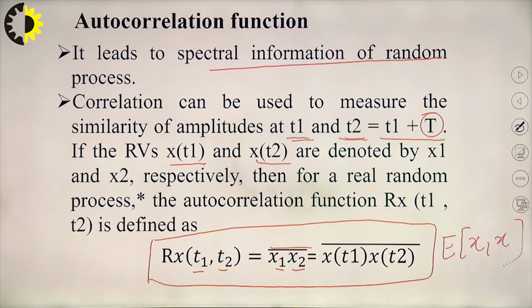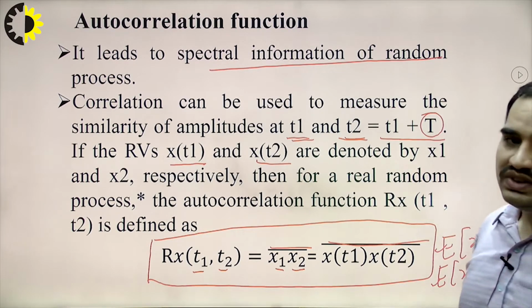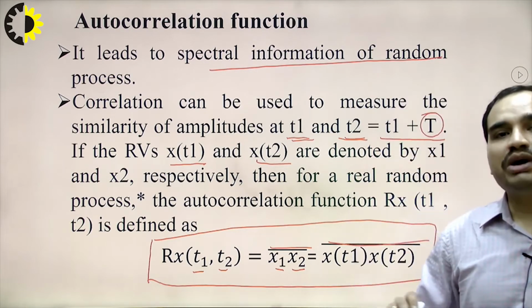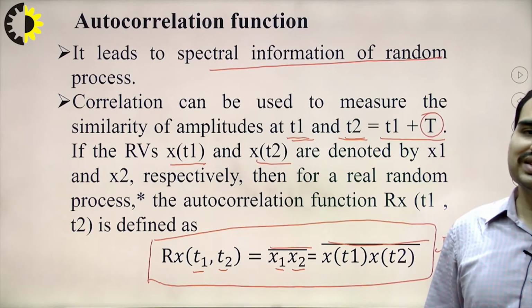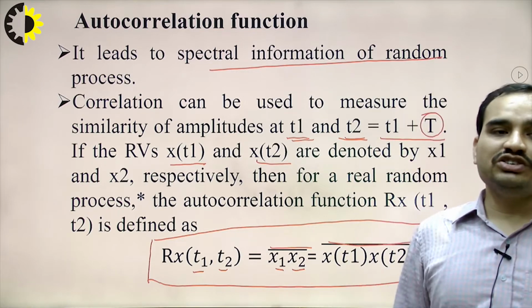We can use any one, or we can write this as the expectation of x(t1) x(t2). Both are the same thing. We can use either the expectation or the bar, so we do not have to be confused about whether to use the bar or the expectation. Both are the same thing. You can find different books written in different notations, so we can use any one.